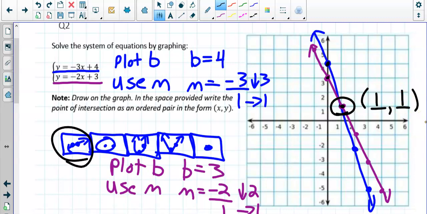How's that graphing now? A little bit better? Just got to remember it's like Google Maps. You got to get pinpointed, and then you got to use those directions. Everyone good on that one? Okay. Question 3.